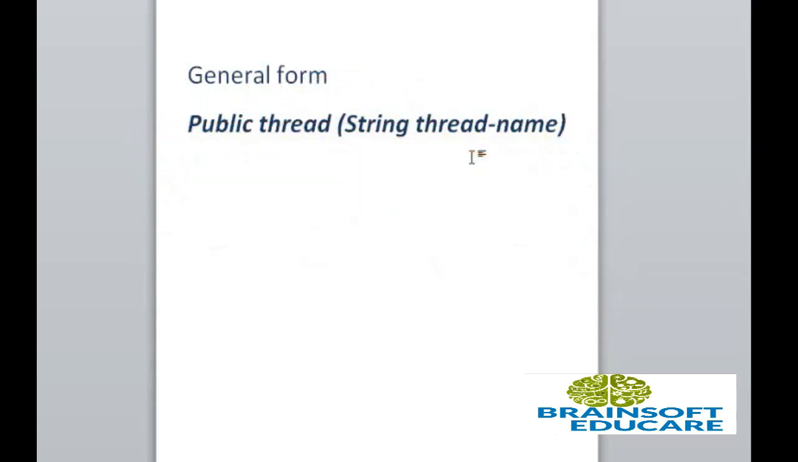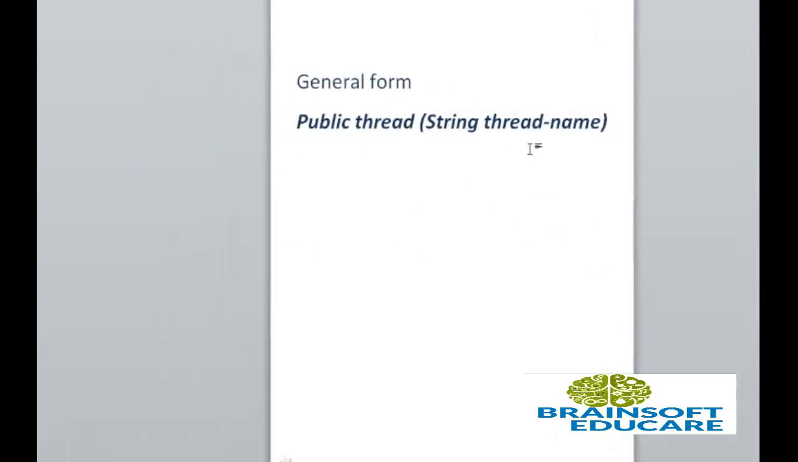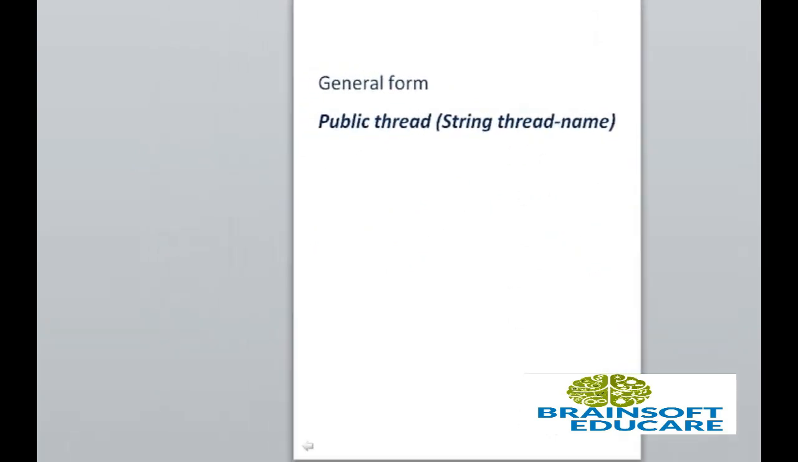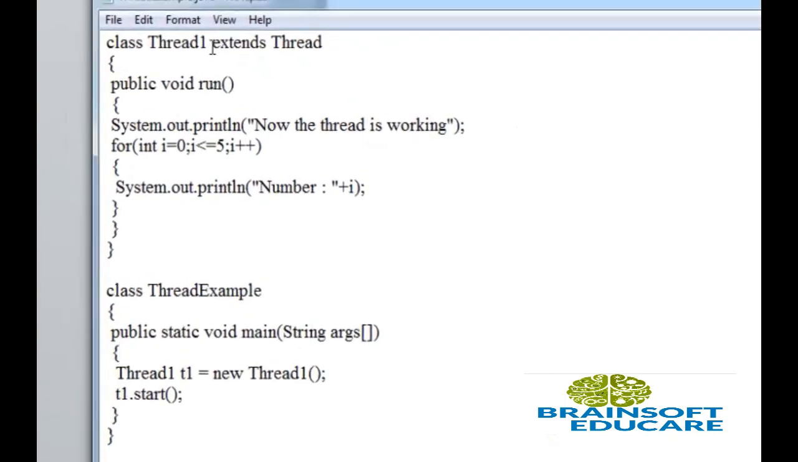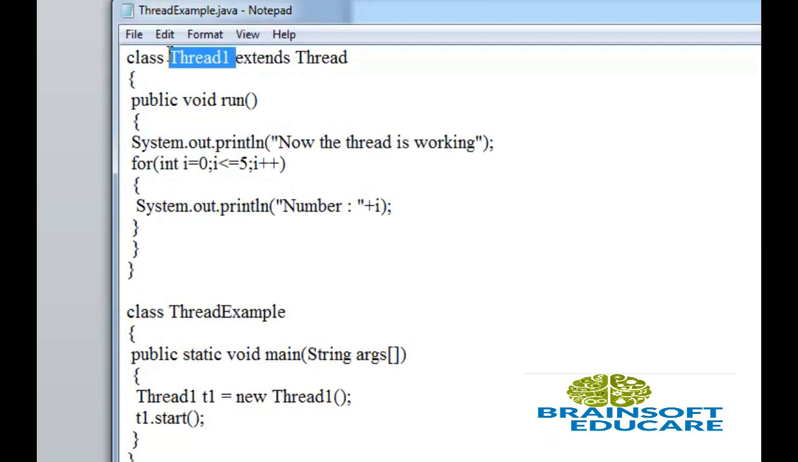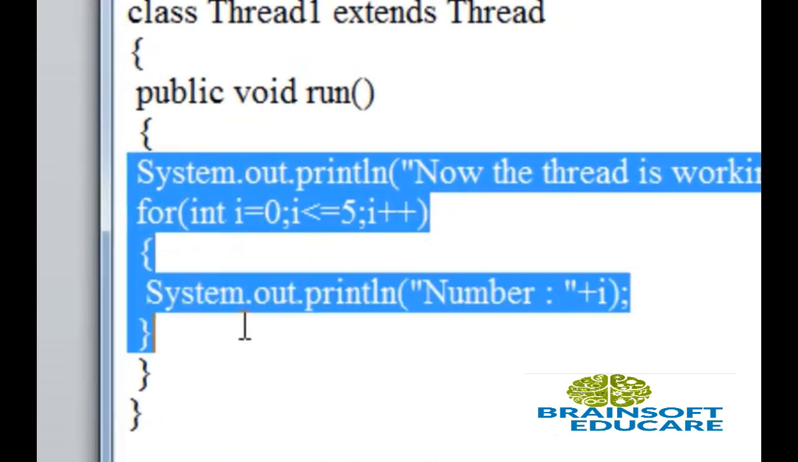To clear your idea about threads, let's go through an example. This is the example of a thread. Here the class Thread1 is extending class Thread, which means Thread1 is a subclass of the Thread class. Here is the run method which is used to execute the thread. The main code of the thread is inside the run method.